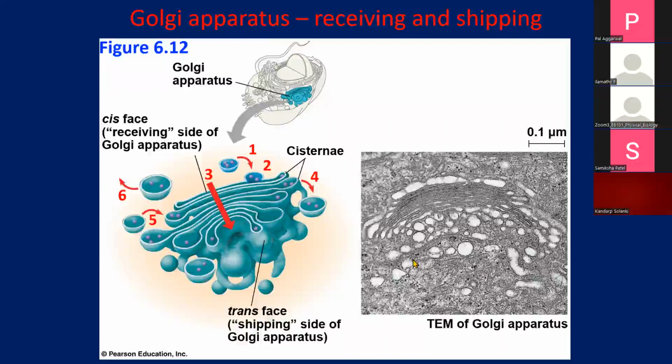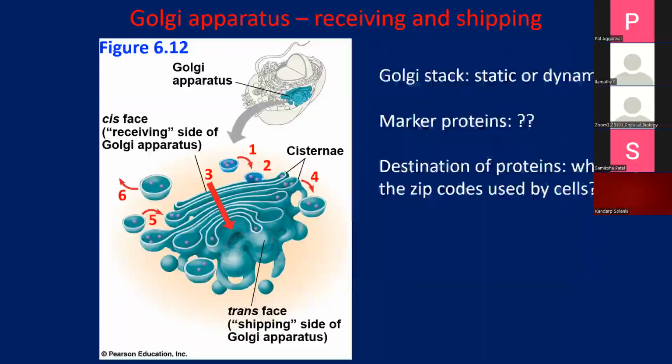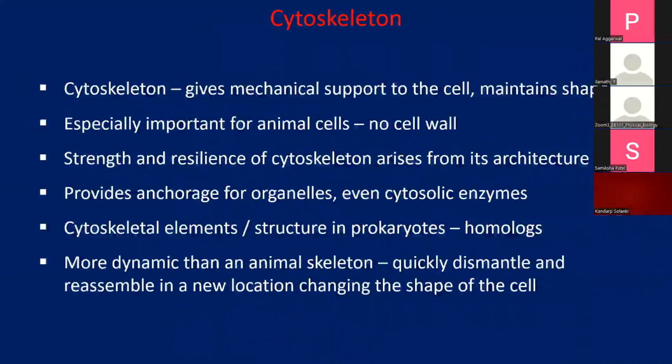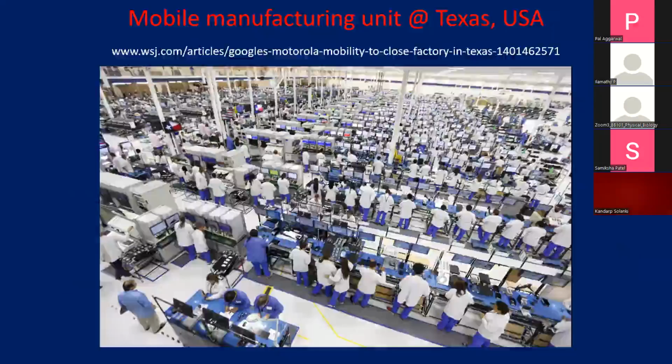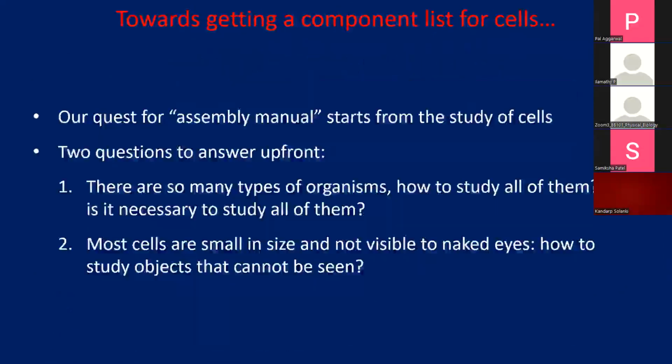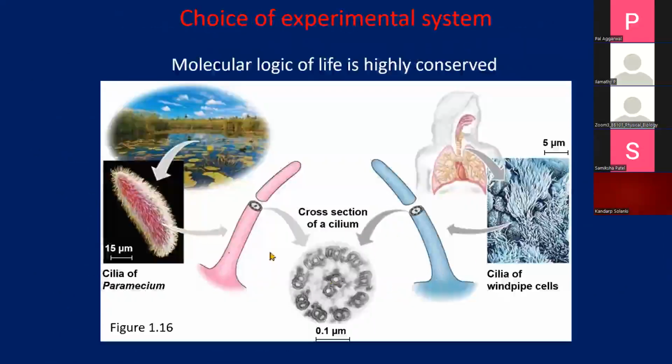Okay, sir. I had another doubt. In the slide about the cytoskeleton, there was a point which said cytoskeletal elements, oblique structure in prokaryote, and there it was written homolog. What does this point mean? Okay, cytoskeletal elements in prokaryotes. The homologs would be something like this. Cilia.